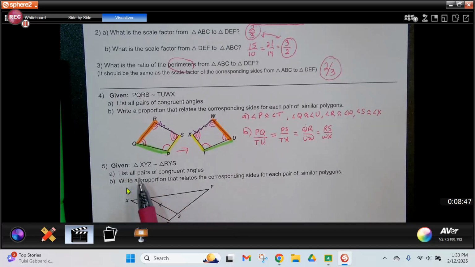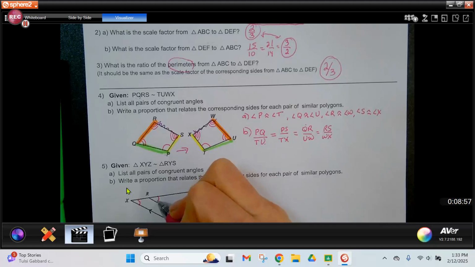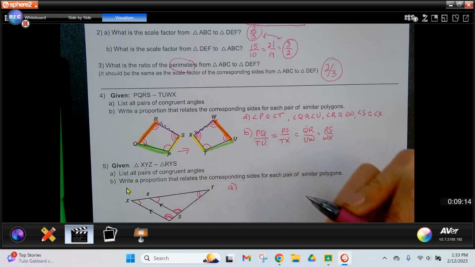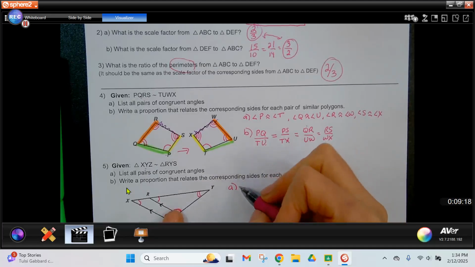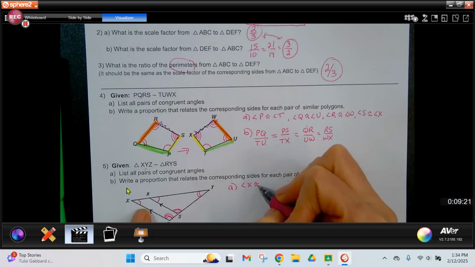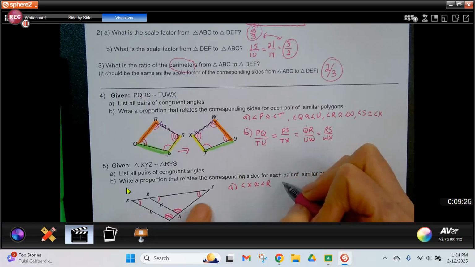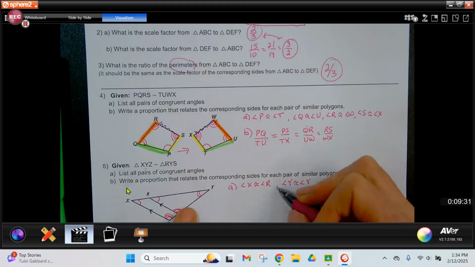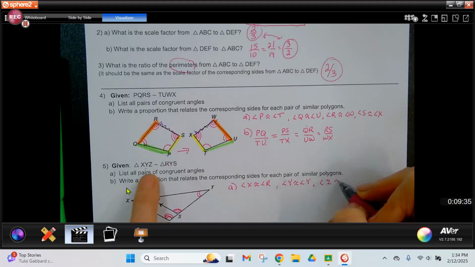Okay, number 5. We're given this triangle XYZ is similar to triangle RYS. So X is going to be congruent to angle R. Y is congruent to itself. And Z is congruent to S. Right? That's how it's listed. These 2 triangles, there's a smaller triangle and a bigger triangle. Okay, listing the corresponding congruent angles is going to be easy. Angle X is congruent to angle R. Angle Y is congruent to itself. Notice Y is in the middle here. And angle Z is congruent to angle S.